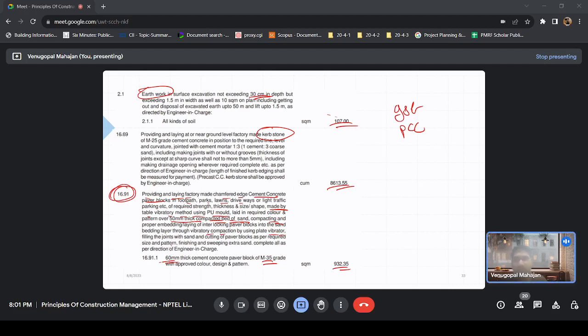So as you can see that it is the complete process for one item. It is not like I am just buying the pavers or I am just placing it. It is complete. Why is it complete? So that at the end there are no additional items.